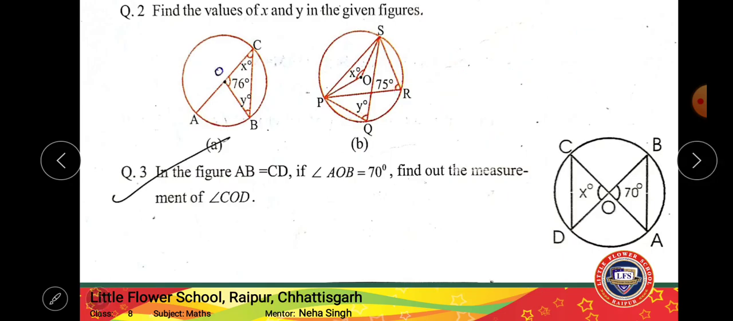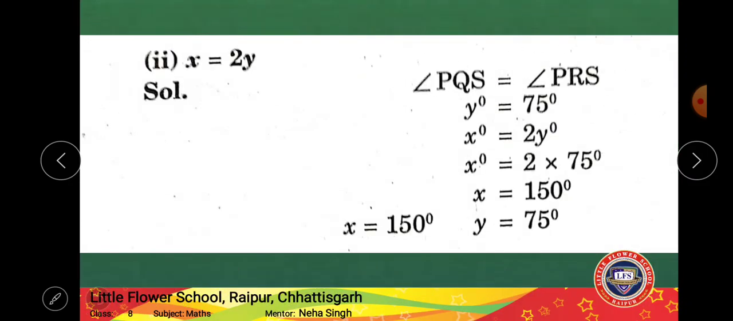Let us see how we will write the solution part. It is just a small question. Here x equals 2y, we have seen. Now y equals 75 degrees. Why 75? Because of angles at the same segment. Here you are going to write the statement. What statement are you going to write?